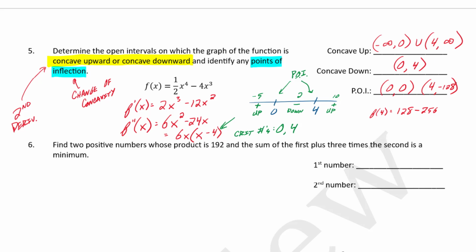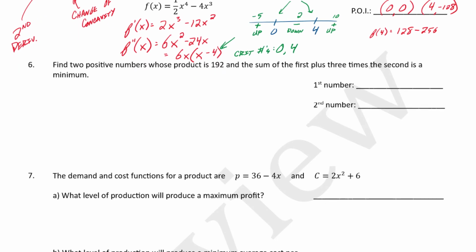So making a graph for this one would require a fairly large grid, as you can see. I'd have to go all the way down to negative 128. But anyway, there's our concavity up, concavity down. Again, the points of inflection were just defined as points where it did switch. And to get the y's, just like we did any other time, we plug into the original function to get those y coordinates. All right, number 6.